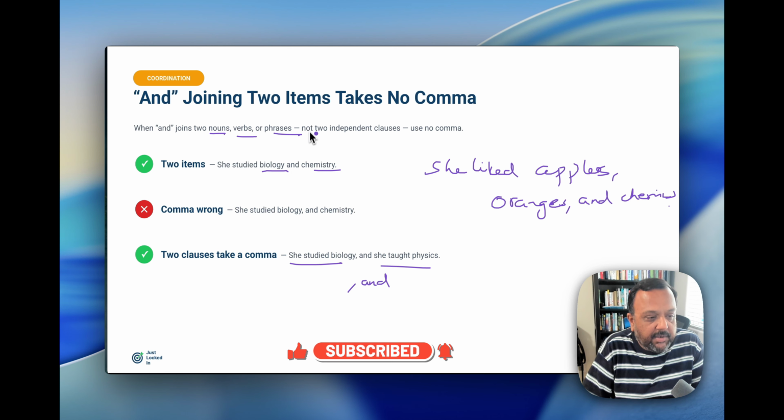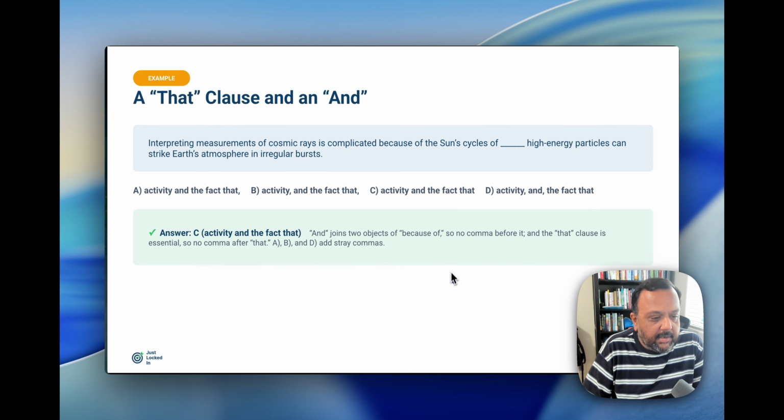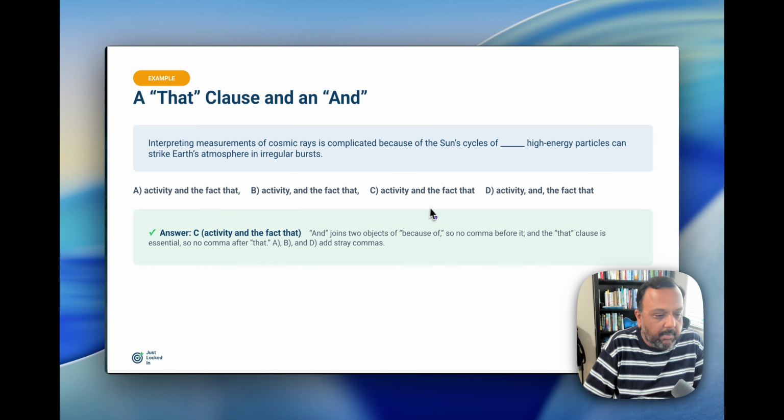However, when you have just two items or two phrases, or dependent clauses, don't add commas. For example, take this case here: "The sun, because of the sun's cycles of activity and the fact that..." These are two things, two phrases or clauses that we are joining. These are not independent clauses though, and we don't add a comma in front of the "and." For example, we didn't choose something like this.